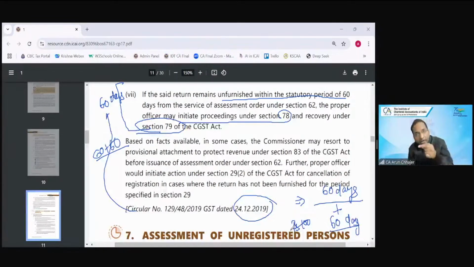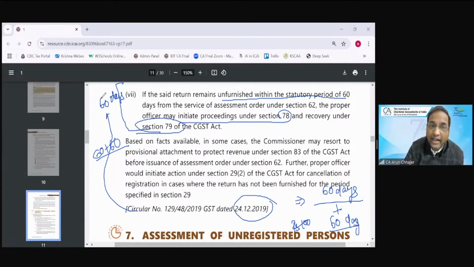क्योंकि ये जब सर्कुलर इश्यू हुआ था, later on the law was amended. Earlier it was only giving 60, but now they are giving 60 plus 60. And why they have made 4 months? And there was a logical reason also. उन्होंने 60 plus 60 क्यों किया?